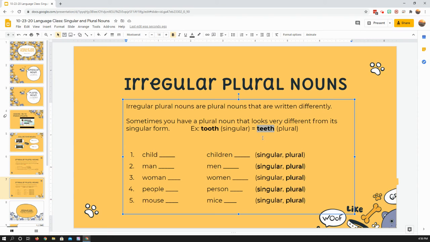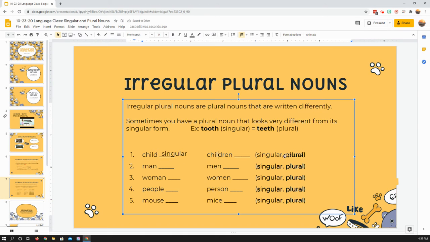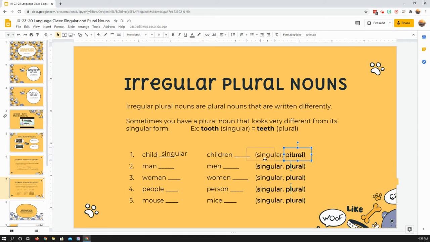So if you're talking about your teeth, it means that you're talking about all of them. But if you're talking only about one, then you're going to say the word tooth because this is in the singular form. Let's see number one, child and children. Which one is singular and which one is plural? Child is going to be singular. And then children, we're talking about a lot of kids. So this is going to be plural.